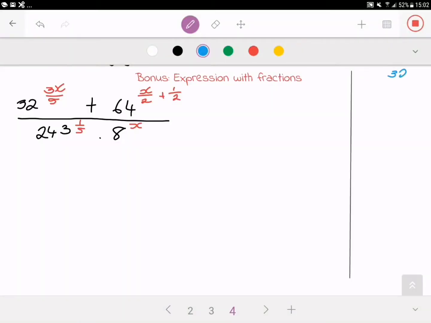Let's look at the quick bonus question that I've added, which is expressions with fractions. Our first step would also be to first change the values into prime factors.